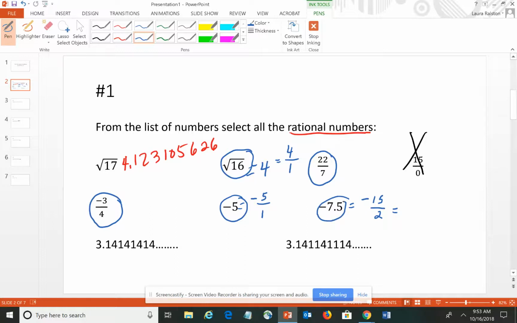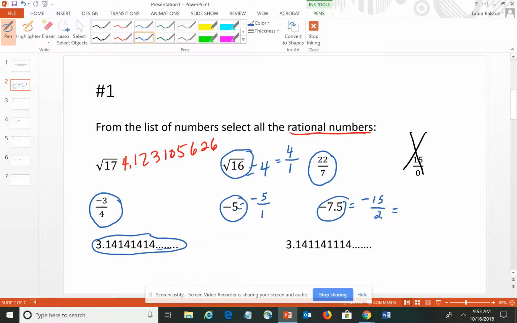So yes, it is. Typically, rational numbers, if they're decimals, are going to be what we call terminating, or they have a pattern to them. So 3.1414141414 is a repeating decimal because it repeats the 1, 4, and the little dots at the end imply it goes on forever and ever. So 3.14141414 that goes on forever would also be rational.